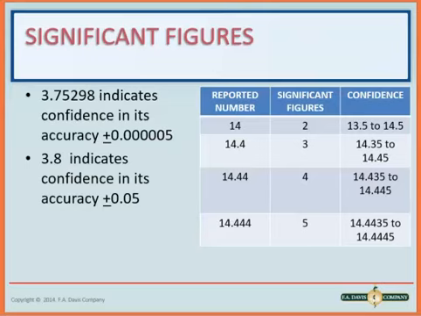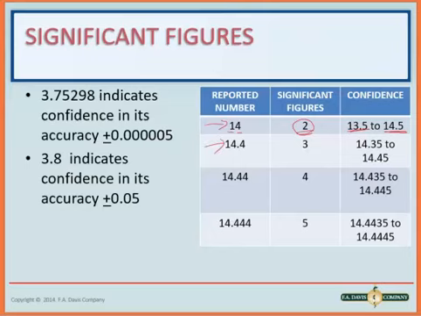So now let's look at some examples of significant figures. Let's first look at 14. The confidence or accuracy of 14 is within 13.5 to 14.5. So that's a half a point below and a half a point above the 14. That's the range of confidence for the significant figure of 14. The actual number of significant figures in 14 is 2. The 1 is significant and the 4 is significant. So that gives you a total of 2 significant figures.